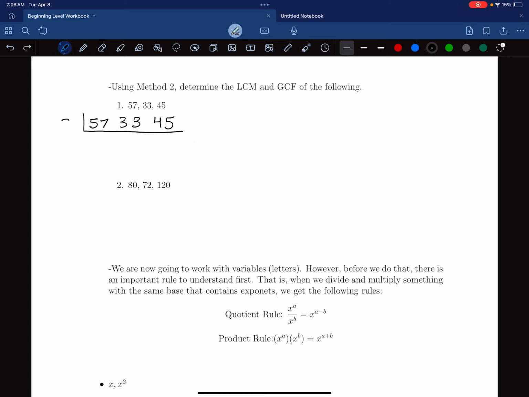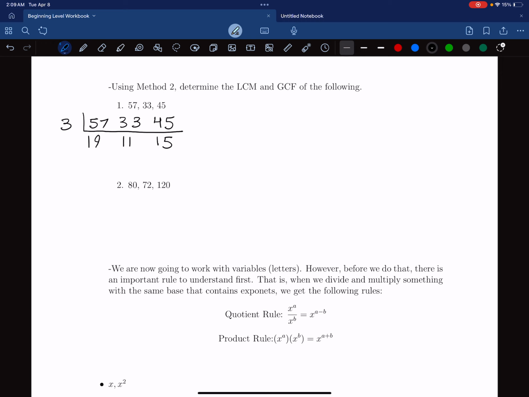So we're going to write out a 3 here, and then we're going to divide all these numbers by 3. 57 divided by 3 divides evenly. You'll get 19. 33 divided by 3 is 11. And 45 divided by 3 is 15.